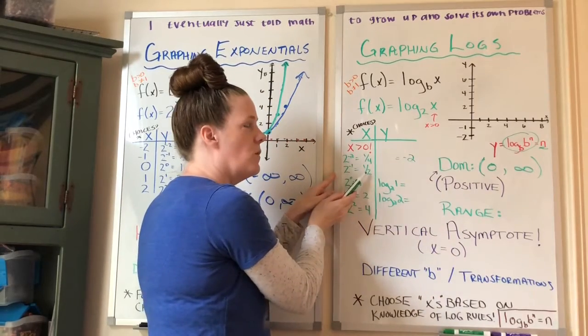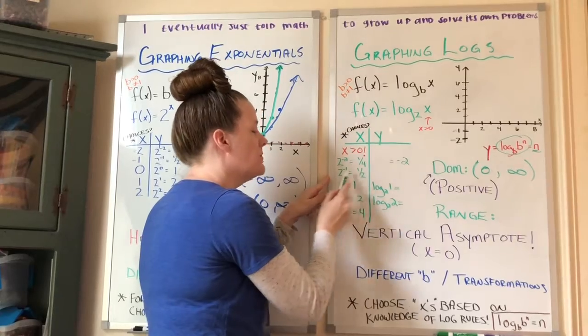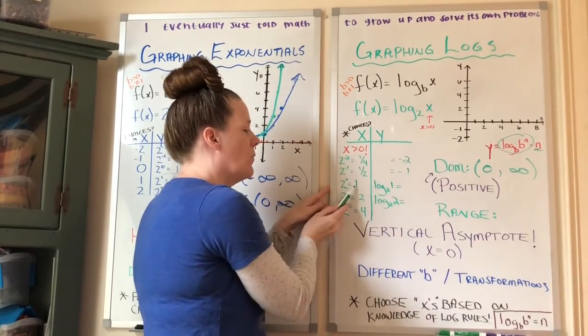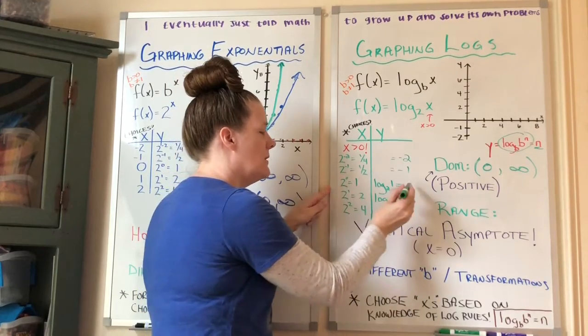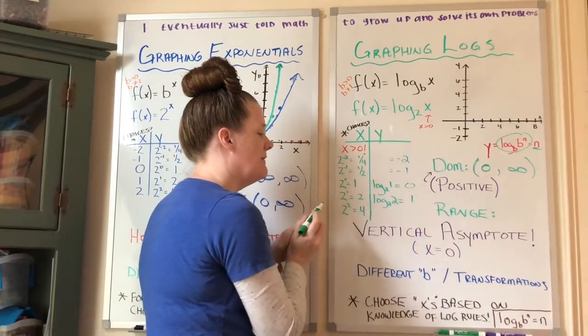And likewise, when I put 1/2 in right here, that's actually 2 to the negative 1. So that power, again, that's my answer. So y would be negative 1. 1 is 2 to the 0, so the y value is 0. 2 is 2 to the 1, so my y value is 1.